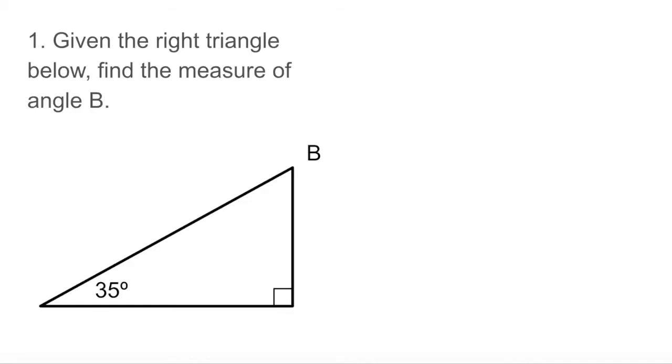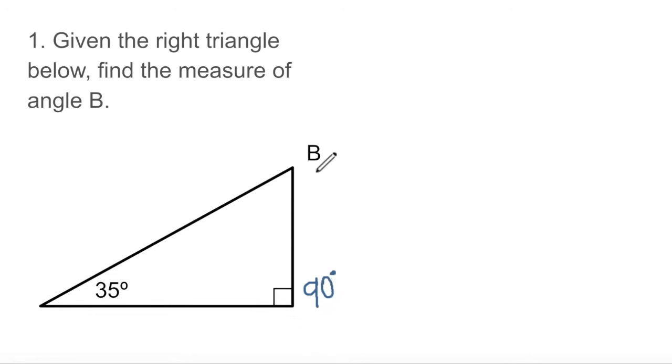Now in this problem number one, we're given a right triangle and we have to find the measure of angle B. A few things we're going to notice before we dig into the problem. First is this little square thing down here. This indicates a right angle. A right angle is a 90 degree angle. So we can conclude, when we see that little right angle sign, that this angle measures 90 degrees.